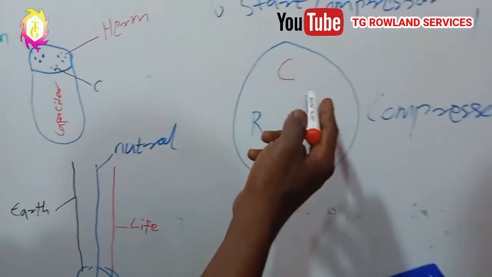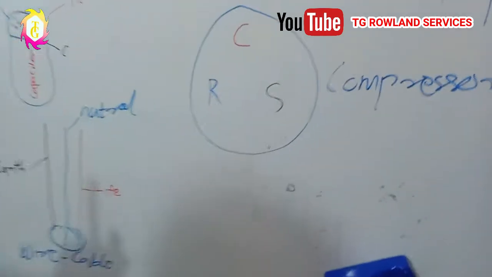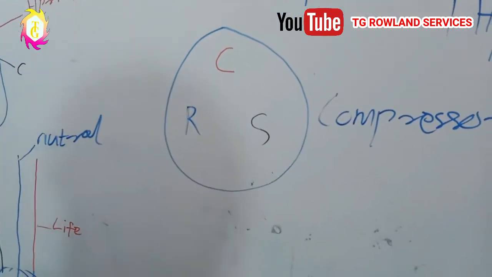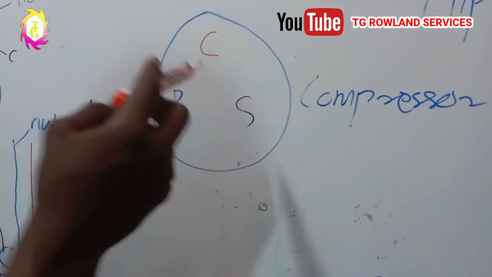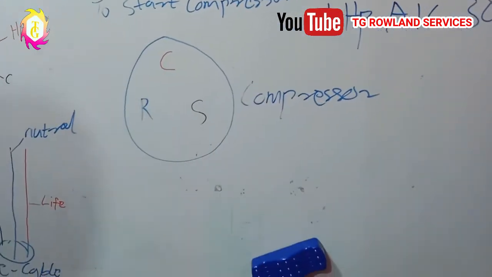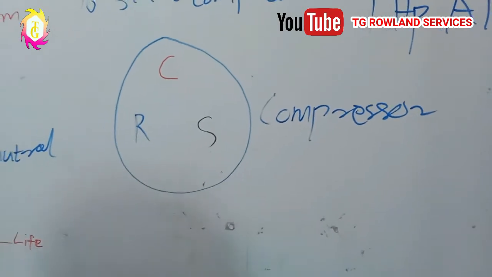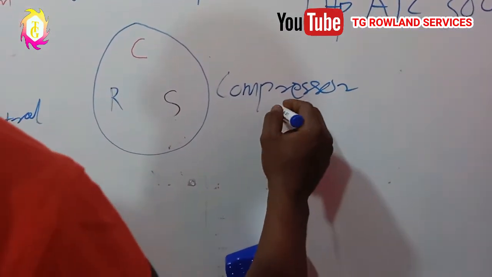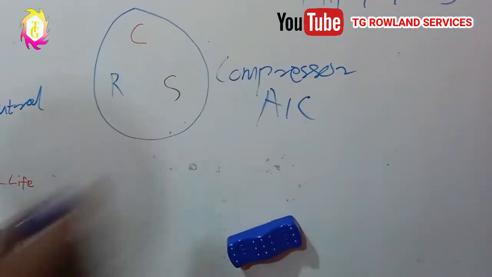In this place, what we have here is CRS, in the field of refrigeration or HVAC. What we call it is common running starting. I'll repeat it again: common running starting. This common running starting is a means of starting a compressor. Without this common running starting, you cannot start this man called the AC compressor.